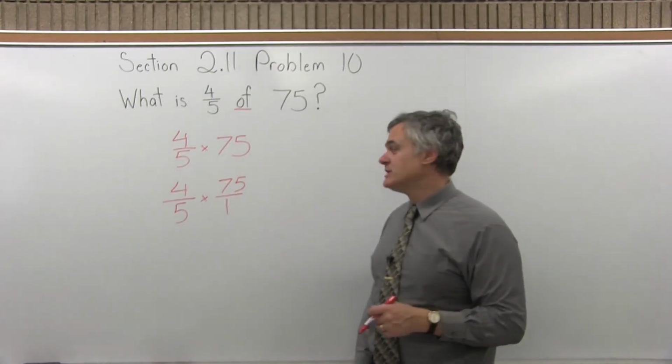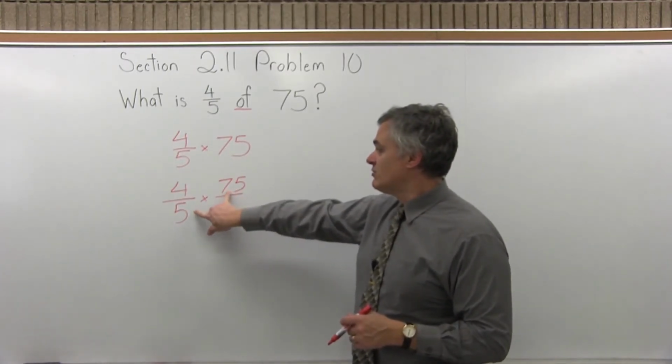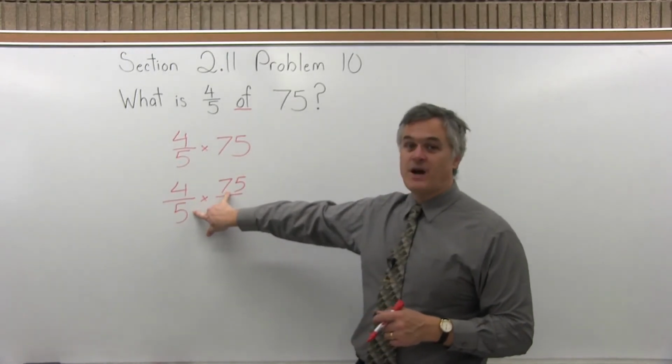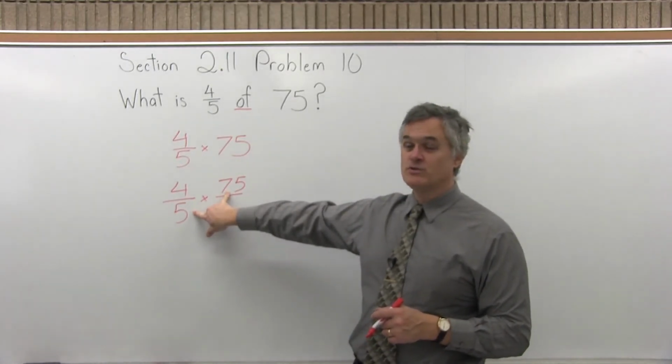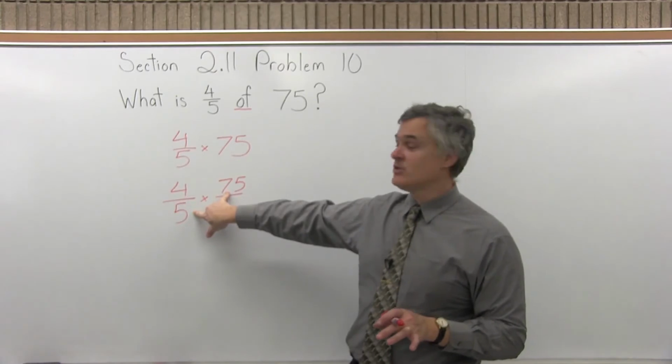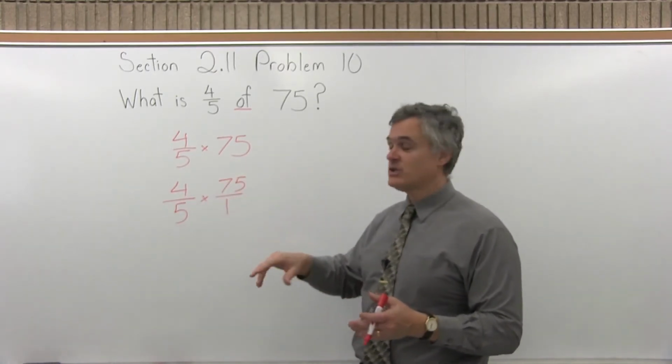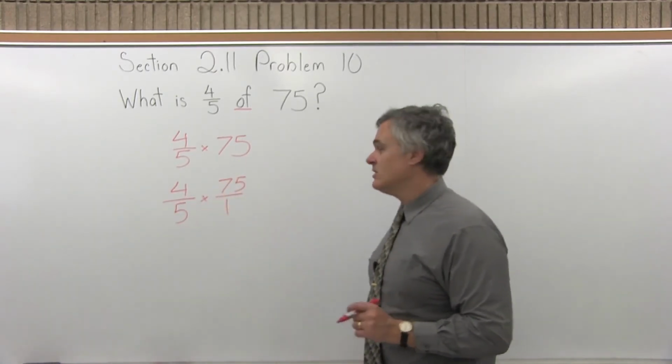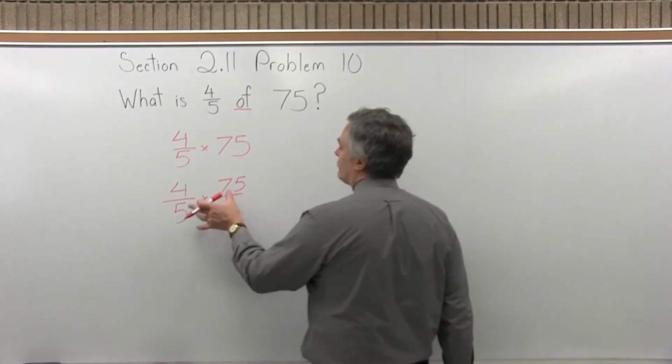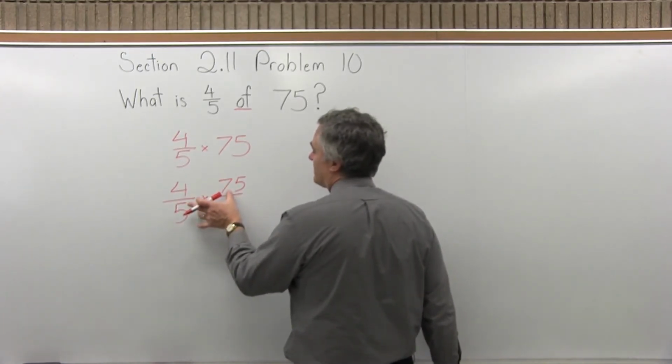I'd be able to reduce that. Now if you notice, you can pre-reduce a little bit. The 5 and the 75 should reduce. And you'd get the same answer either way. If you multiply everything, then reduce it, or if you reduce a little bit first, you can do it either way. I'd really like to reduce first. Usually that makes it a little bit easier.